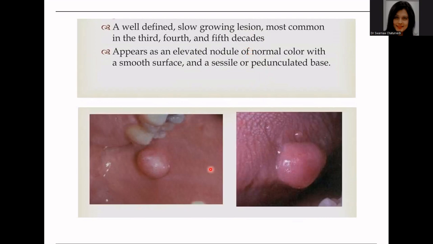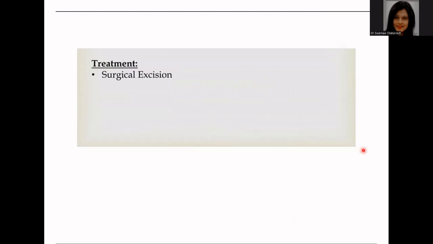If we look at its clinical picture, there would be an elevated nodule of normal color with a smooth surface. It may be sessile or pedunculated, that means it may be without a stalk at the base or with a stalk. Treatment for it is simple surgical excision.